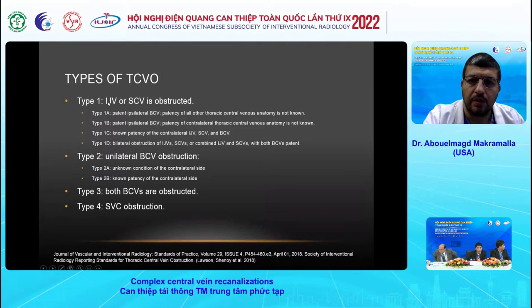The first type is internal jugular vein or subclavian vein obstruction, and based upon the knowledge of the patency of the other veins, it would be subclassified into 4 different categories. Type 2 is unilateral brachiocephalic vein occlusion, and again, type 2A and 2B based upon the knowledge of the patency of the contralateral side. Type 3 is occlusion of both brachiocephalic veins, and type 4 is SVC obstruction.